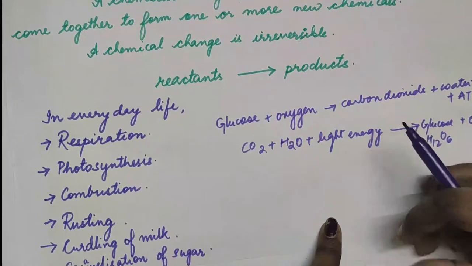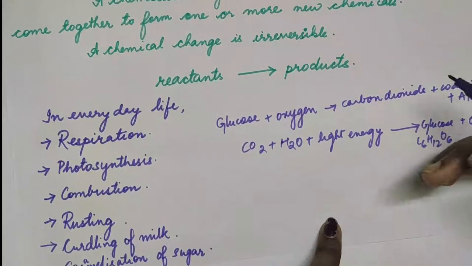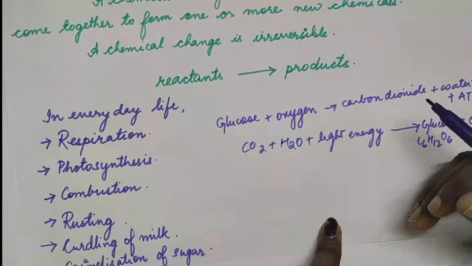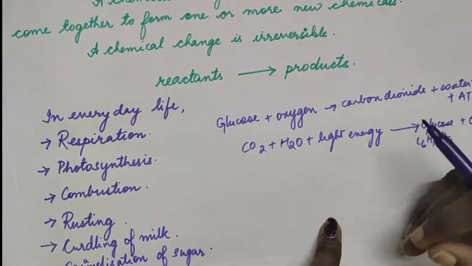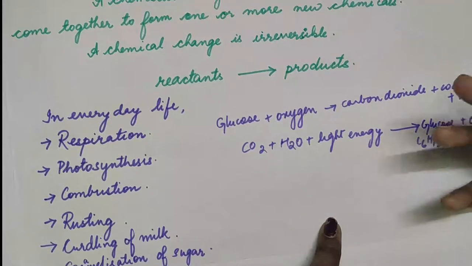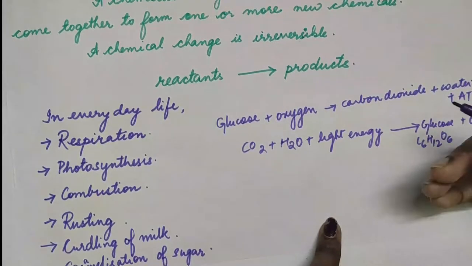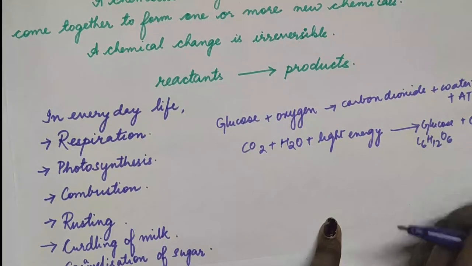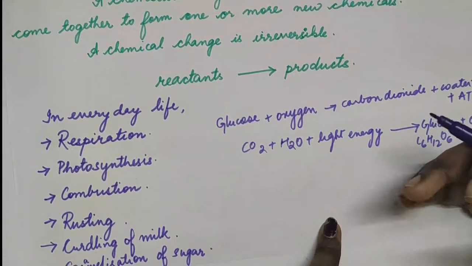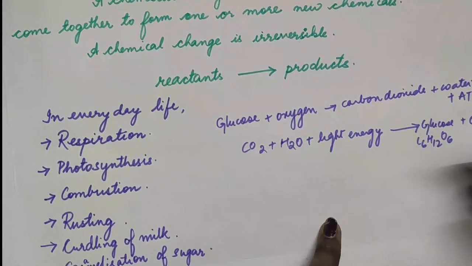So you will see that all the chemical reactions happening around us either take energy in the form of heat or light, or sometimes there is use of a catalyst. A catalyst is something which is useful for speeding up the reaction, which helps the reaction to happen fast. Like in our body we also have catalysts which we call biocatalysts, because they are found in our living body, and biocatalyst is the other name for enzymes.